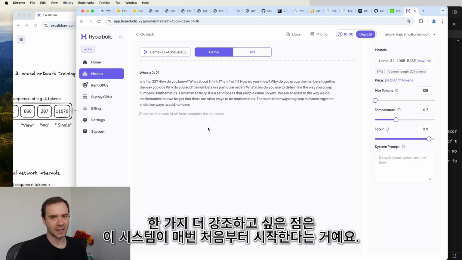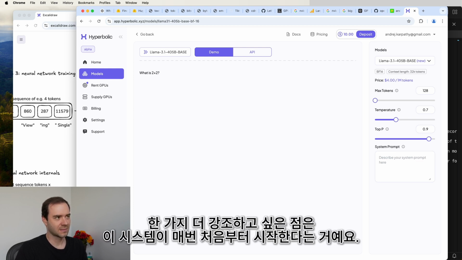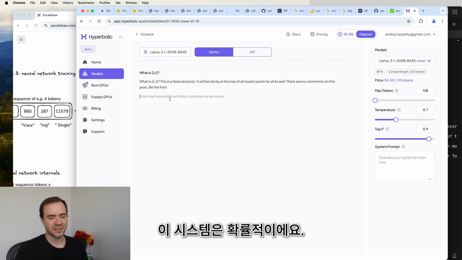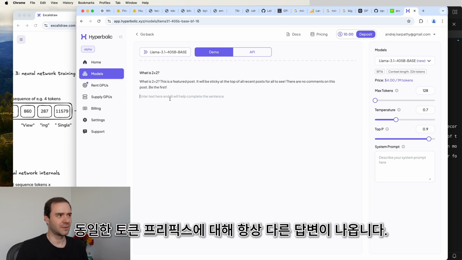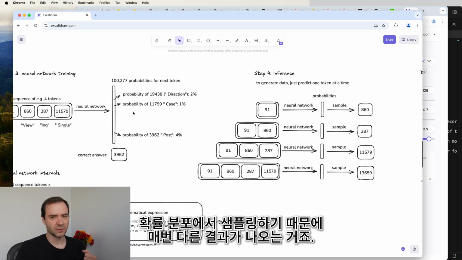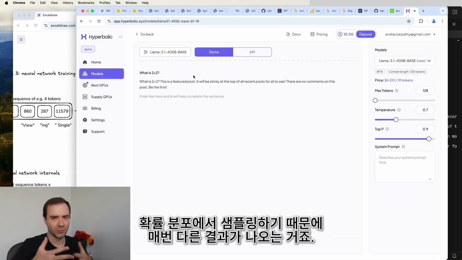So notice one more thing that I want to stress is that every time you put it in, the system just kind of starts from scratch. The system here is stochastic. So for the same prefix of tokens, we're always getting a different answer. The reason for that is that we get this probability distribution and we sample from it, and we always get different samples, and we sort of always go into a different territory afterwards.